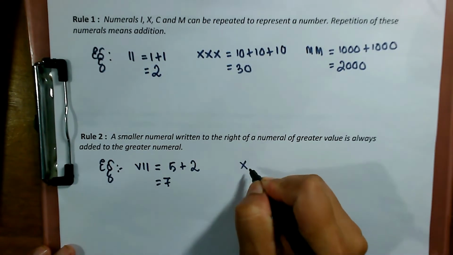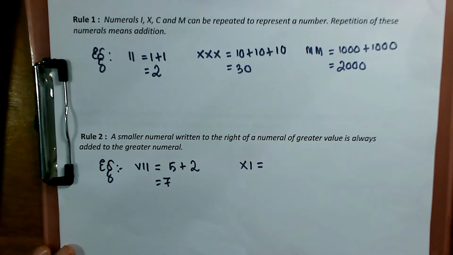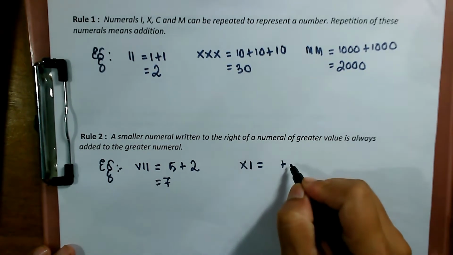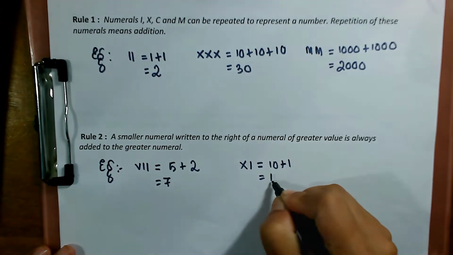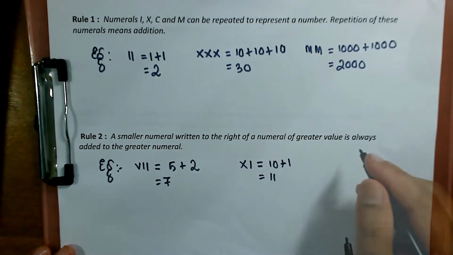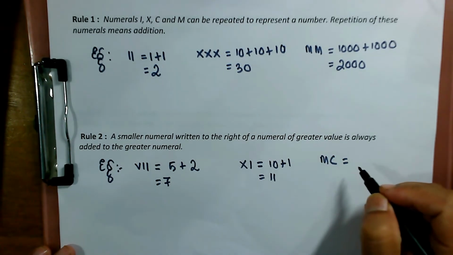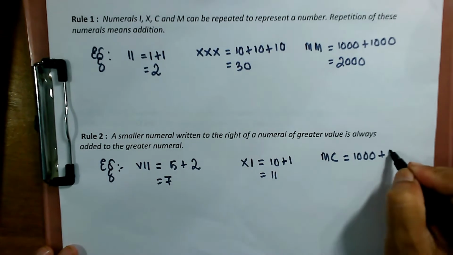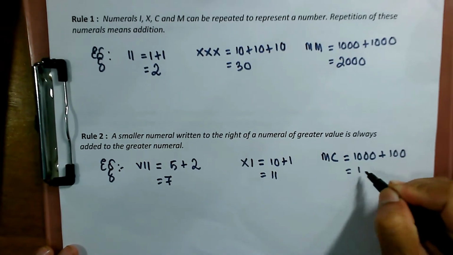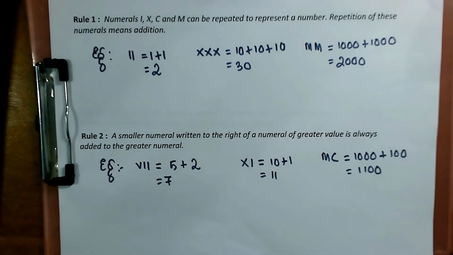Similarly XI equals 11. Smaller value is I, so it is 1. So X is 10. 10 plus 1 equals 11. And another example, MC. Value of M is 1000 plus C is 100. So this will give you 1100. So that is rule number 2.